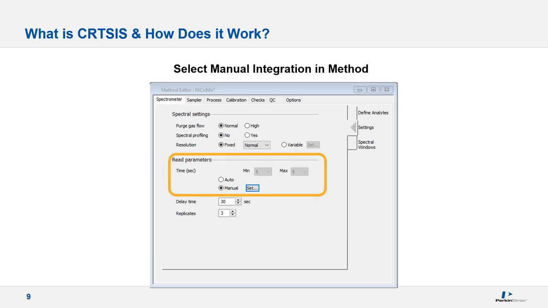CIRTSIS is most easily done with manual integration, which is set in the method. To get an idea of what integration times to use, the sample can first be run with auto-integration. Then, the auto-integration report can be viewed to see what integration and read times were applied to which analytes. This is a good starting point.